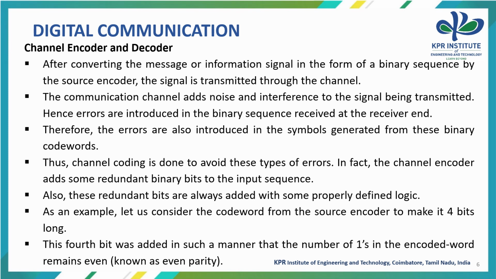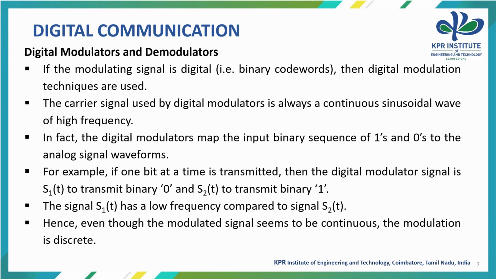In fact, the channel encoder adds some redundant bits to the input sequence. The redundant bits are always added with some properly defined logic. As an example, let us consider the code word from the source encoder to be 3 bits long, and make it 4 bits long. This fourth bit is added in such a manner that the number of ones in the encoded word remains even. That is even parity. Let's move on to the digital modulators and demodulators.